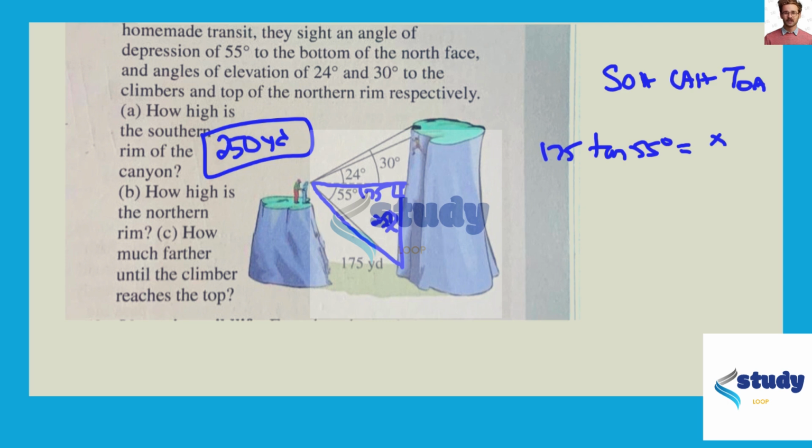Next, we want to know how high the northern rim is. Well, we already know 250 of it. Now let's focus on this triangle to get to the top of it, which includes a 30-degree angle. I'll call that Y. That would be opposite over adjacent of the 30-degree angle, which would also be tangent. Tangent of 30 degrees would be equal to Y over the adjacent 175. So that's 175 tangent 30.